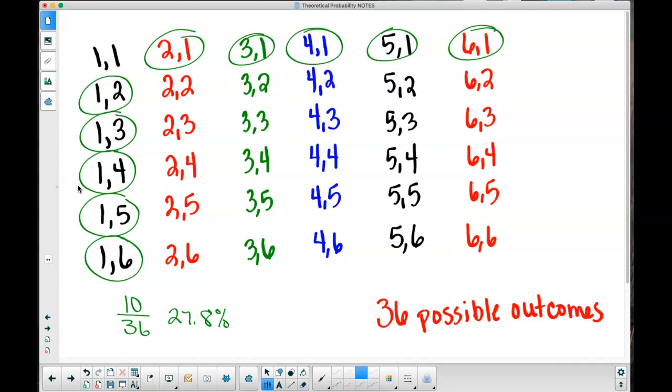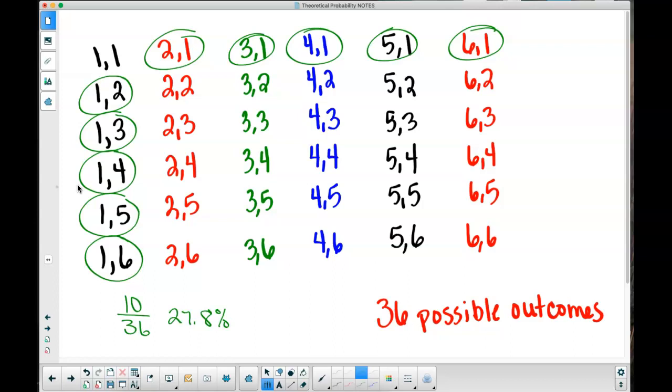How does that compare to the experimental probability? What was our experimental probability of losing all your points in one round? We had 26.7%, right? Is it pretty close? Yeah, it's a lot closer than what I would think it would be. It was very close to what we had in the experimental.